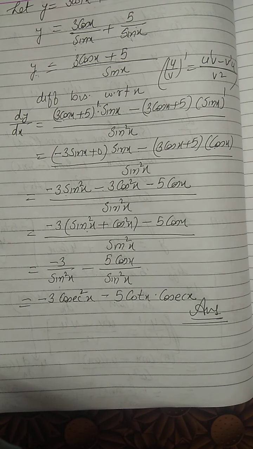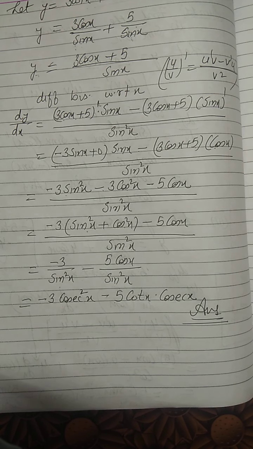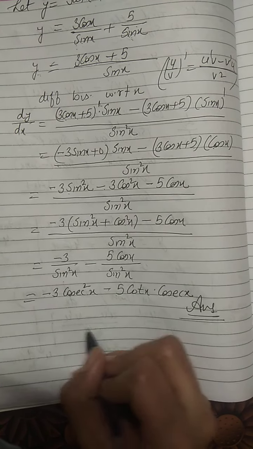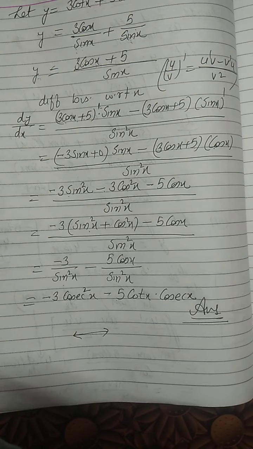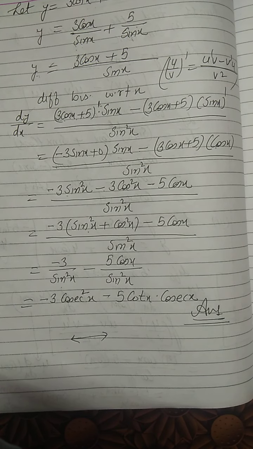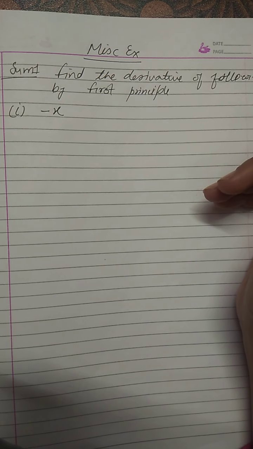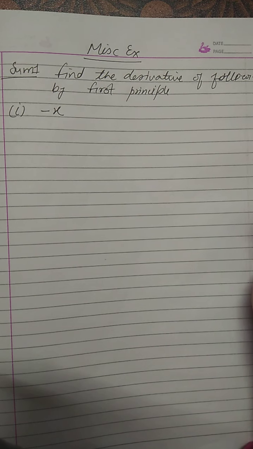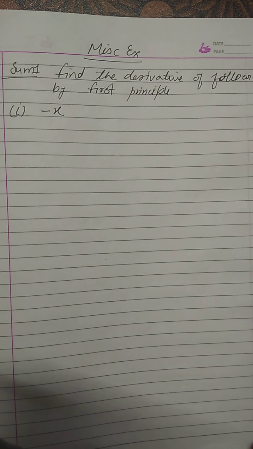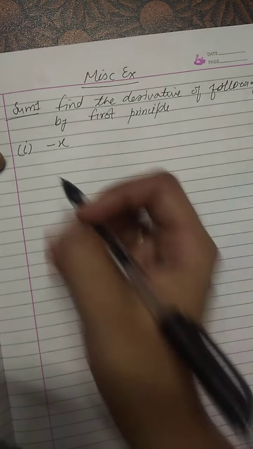You will do that, and with this our exercise 13.2 is over, right? And now we will discuss a few sums of the miscellaneous exercise of this chapter. In the miscellaneous exercise, the first sum has 4 parts, and we have to find the derivative of these functions from the first principle. So the very first function is minus x.